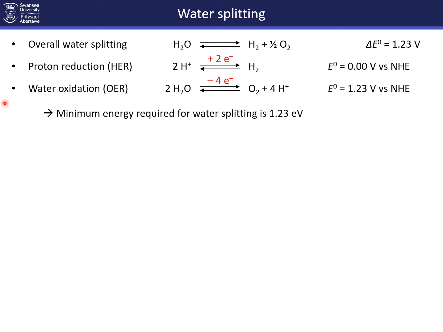The other half reaction is the water oxidation reaction or oxygen evolution reaction, in which water gives away 4 electrons to give you a molecule of oxygen and 4 protons, and the standard potential for this half reaction is plus 1.23 volts versus NHE. So the minimum energy required for this overall process is 1.23 volts. If you want to drive this with light, that light needs to supply energy of 1.23 electron volts.